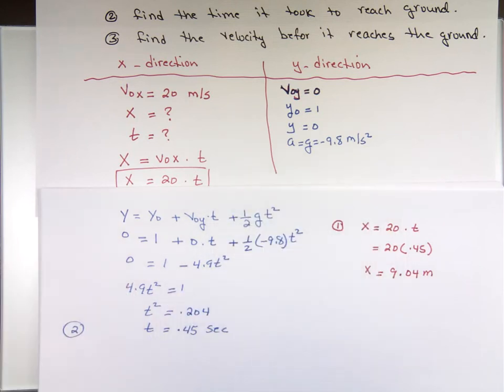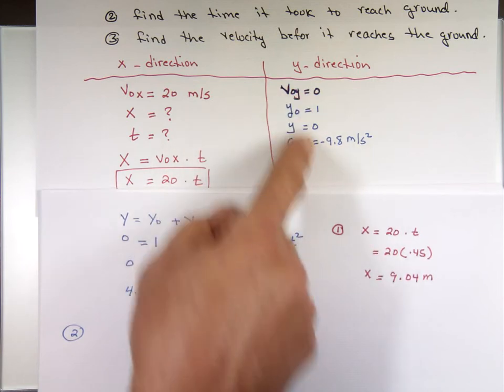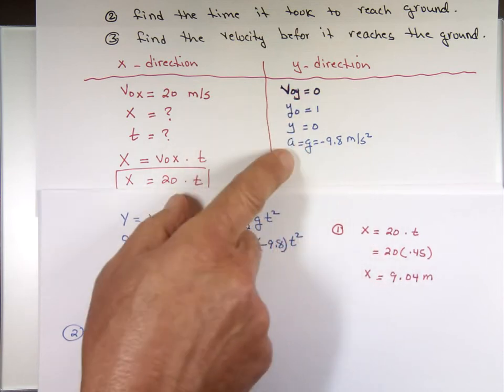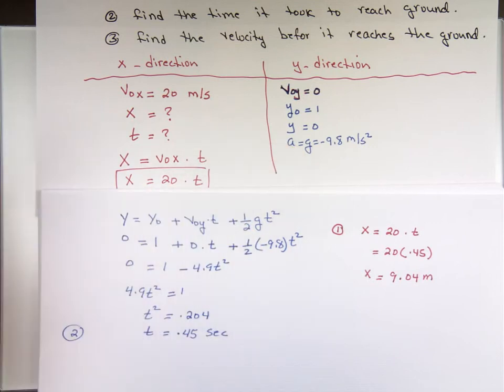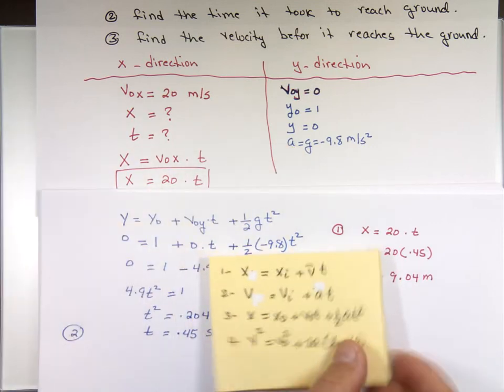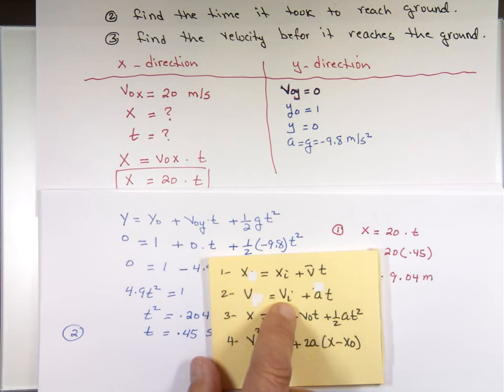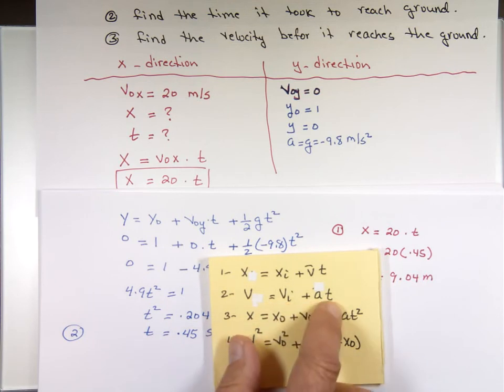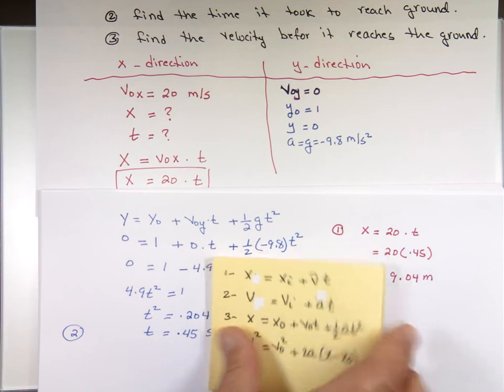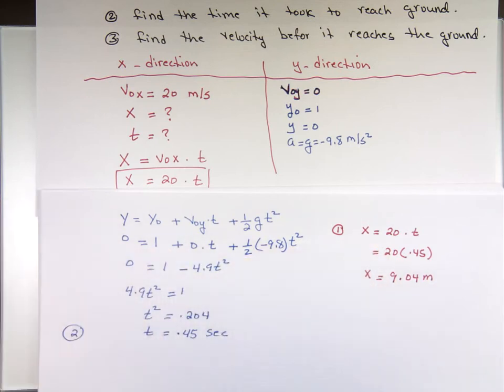Now question 3, it says, what is the final velocity? Well, let's look at this. Can I find what v final is? Let's look at the equation. Do I know what the initial velocity in the y direction is? Yes. Do I know what the acceleration is? Yes. Do I know what the time is? Yes. So I should be able to find the velocity in the y direction.